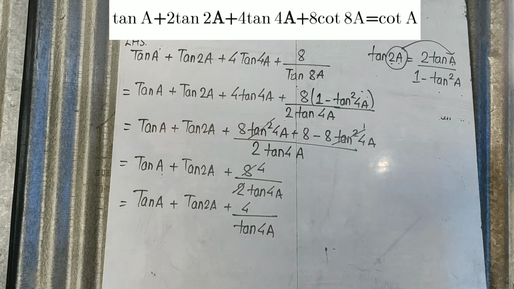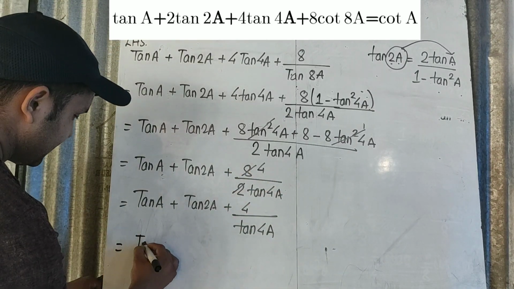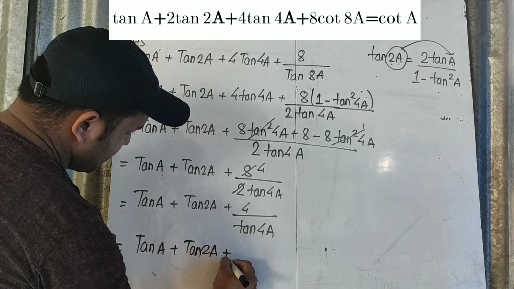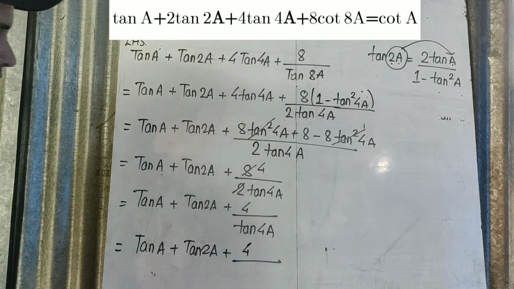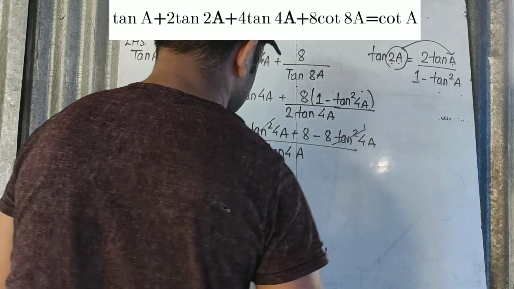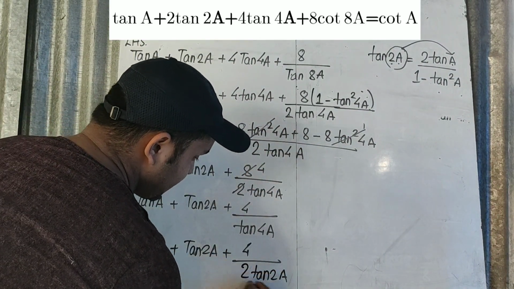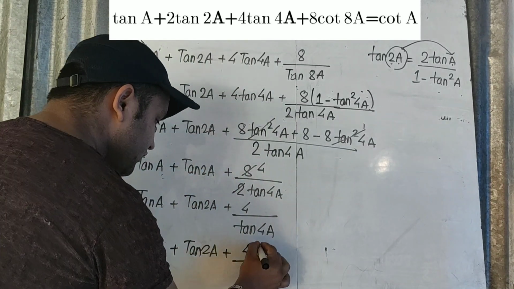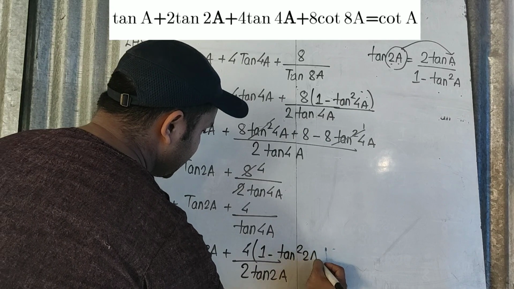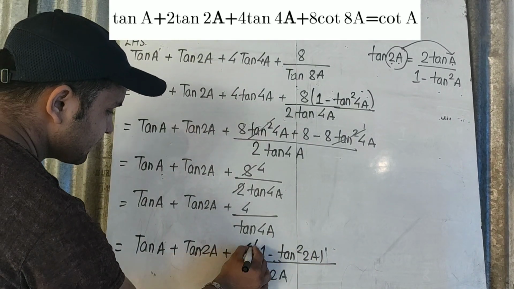I think the board might not be sufficient. Now we'll repeat the same thing here. You have tan a plus tan 2a plus 4. Now tan 4a can be written as 2 tan 2a by 1 minus tan square 2a. When you take the reciprocal, it goes up and it becomes 1 minus tan square 2a. Now here you can cancel this part also.